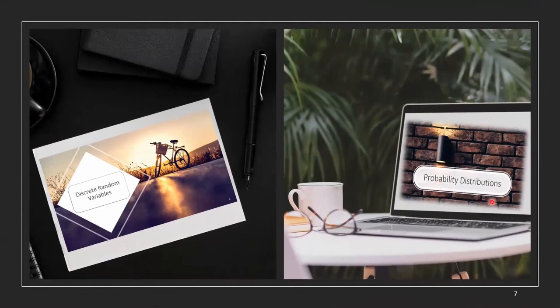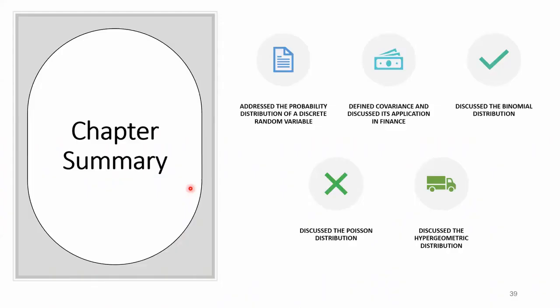All this time we were talking about probability distributions and more specifically discrete probability distributions. We also talked about discrete random variables. The continuous part we will talk about in the next chapter. So the chapter summary: we talked about probability distributions of a discrete random variable. We talked about covariance and its applications. We talked about binomial distribution. We talked about Poisson distribution.